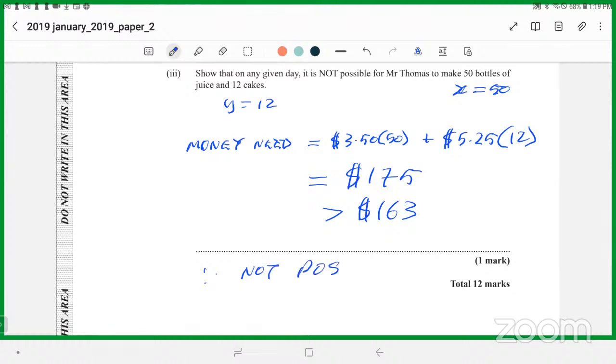Therefore, not possible. Do that and CSEC will give you your marks. So you have to reference the $175 against the limit of 163, because 175 is more than 163. You can only spend 163 or less. So once the amount required to spend is more than 163, it can't work.